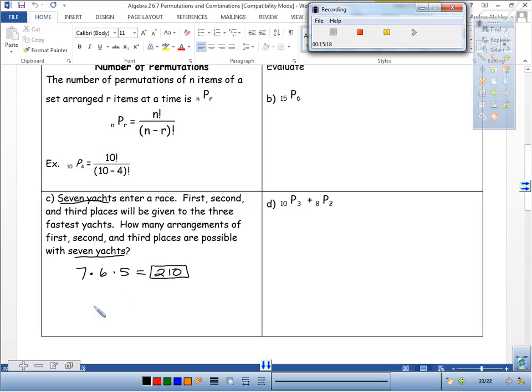Any questions over that? Top 3. The first time I can pick out of 7 choices, right? The second time I've taken 1 away, so now I can only pick out of 6. The third time I take another 1 away, so I can only choose out of 5. You just do what we did on that calculation. Let me show you. You can also use your permutations.